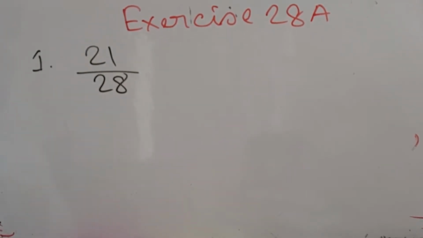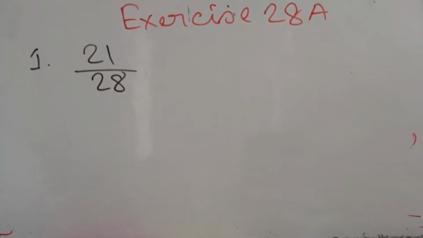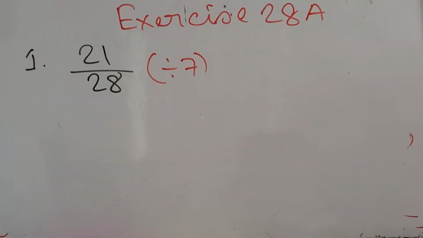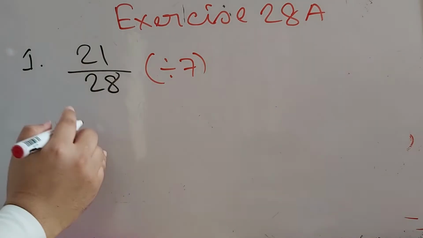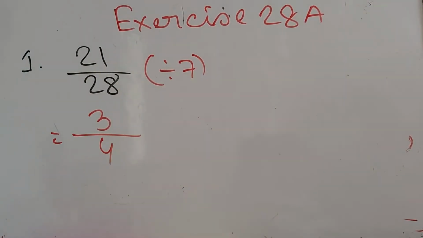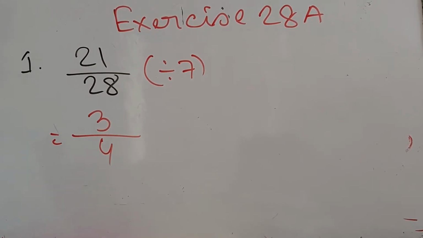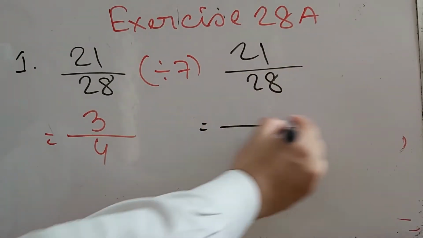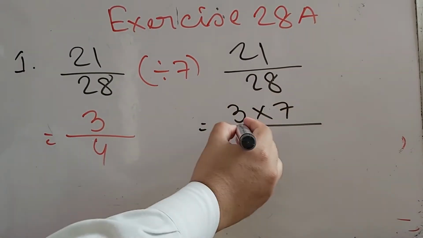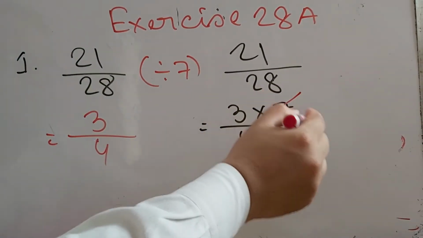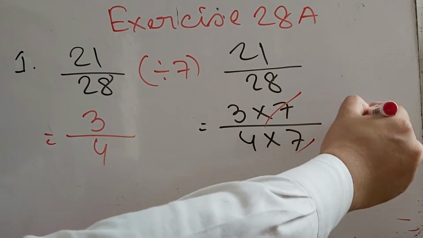So, if you look at this carefully, we can divide both numbers by 7 very easily. If we divide 21 by 7, that will be 3. If we divide 28 by 7, that will be 4. So 3 by 4 will be our answer. But you can write this one in that way too. 21 by 28, that is 3 times 7 and 4 times 7. So now you can divide these 7 by 7.